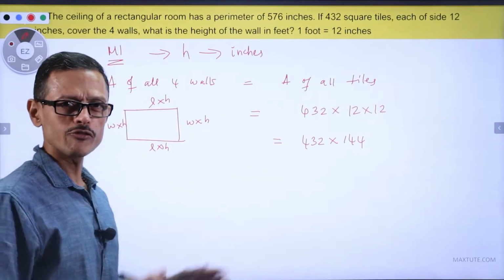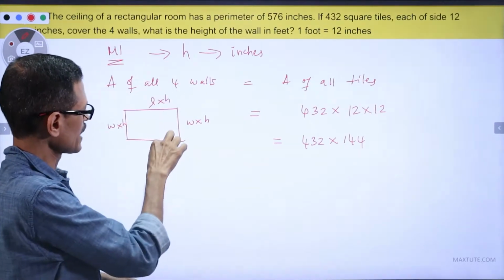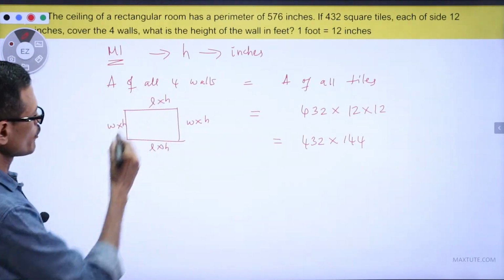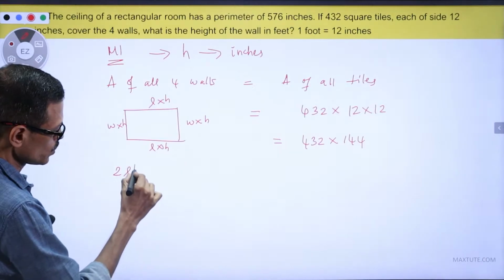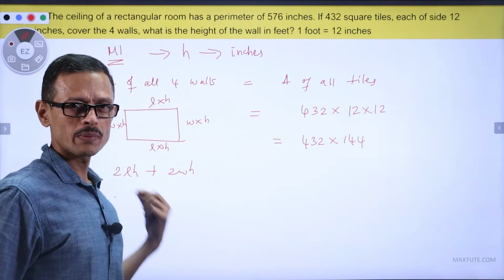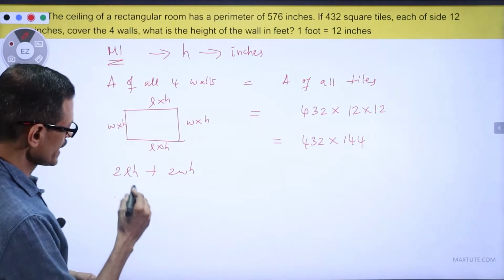So area of all four walls together will be 2 times LH, that is LH plus LH, and 2 times WH, that is WH plus WH. So area of all four walls is equal to 2LH plus 2WH. 2 is common to both these parts, H is common to both these parts. I'm going to take both of them common.